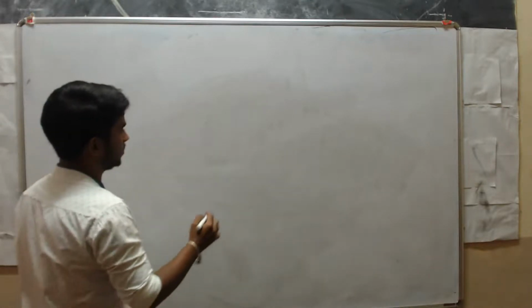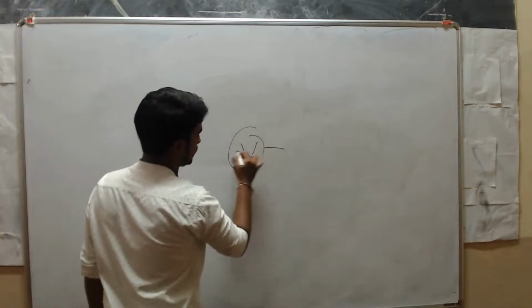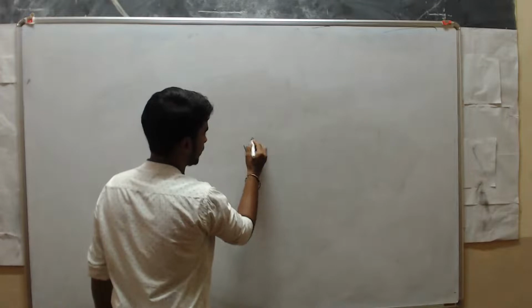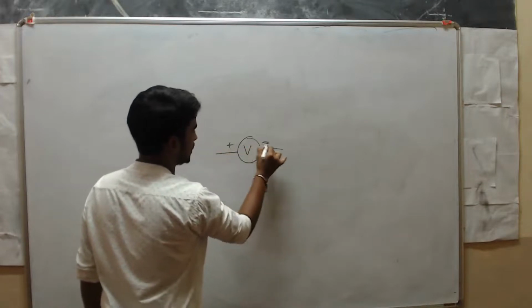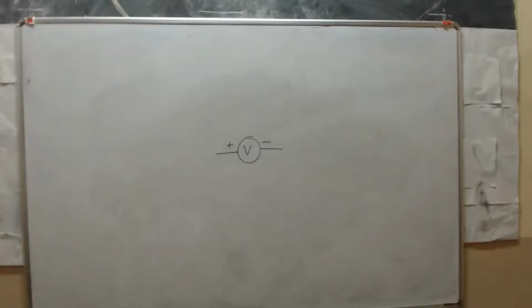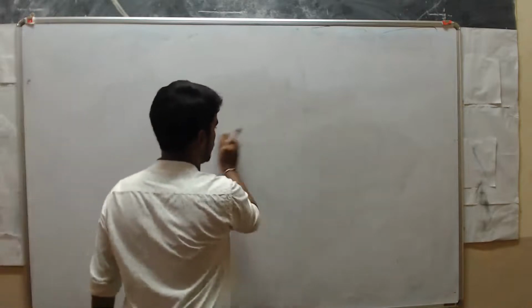Okay, so now we will discuss one small problem. I have already told you, this is the symbol, positive and negative. This is the symbol of a voltmeter. We use this device to measure the voltage or electric potential difference.